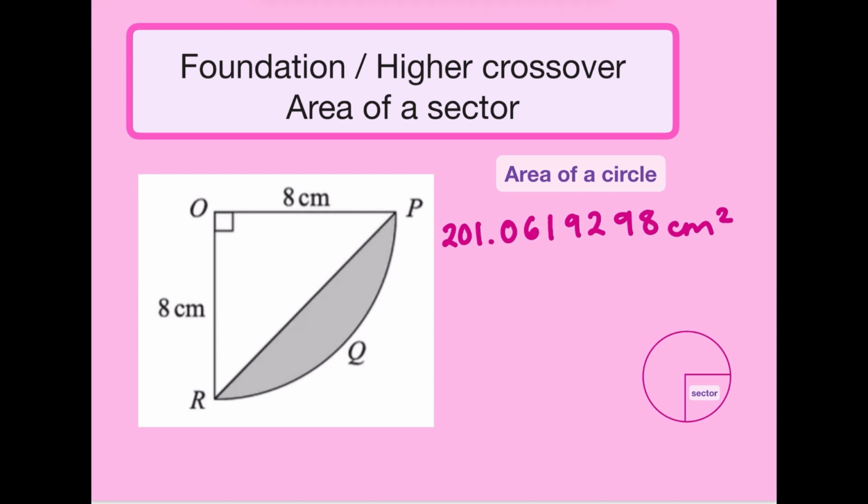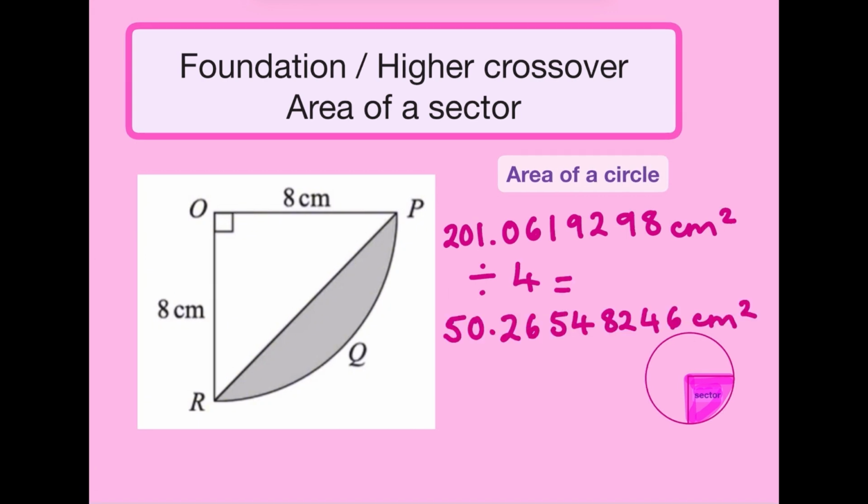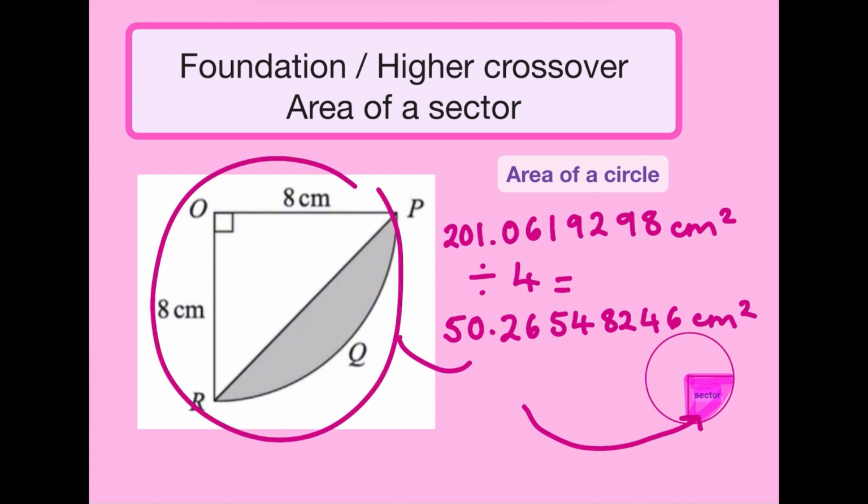And if we look down here, the sector is this section here, which we can see is a quarter of the whole circle. So all we need to do now is to divide this answer, the whole area of the circle, by 4. We do that, we get the answer 50.26548246 centimetres squared. And that is the area of just the sector. So we can look over here and we've got the whole area of this now.